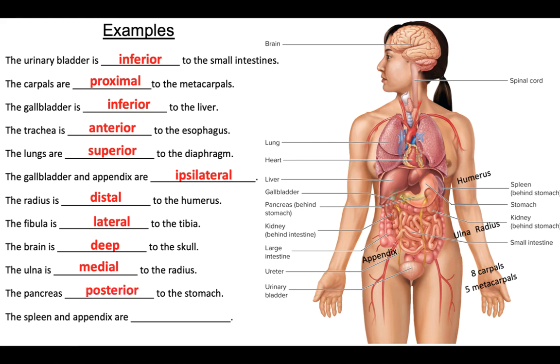So that's a good example, right? Maybe someone knows where their stomach is, but they have no idea where the pancreas is, and you have to explain where the pancreas is. You would say the pancreas is posterior to the stomach.